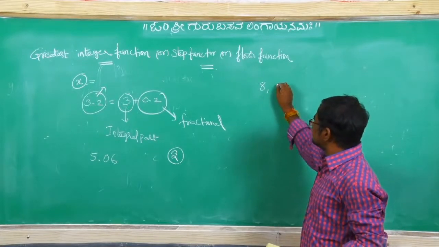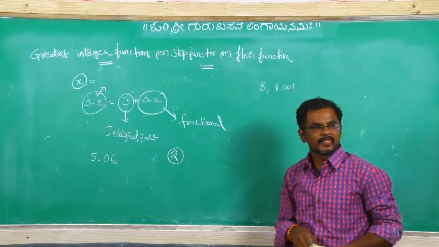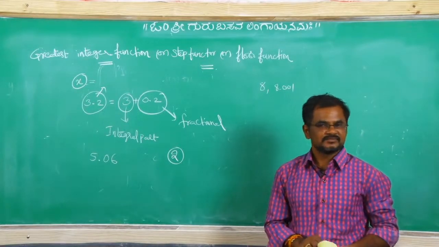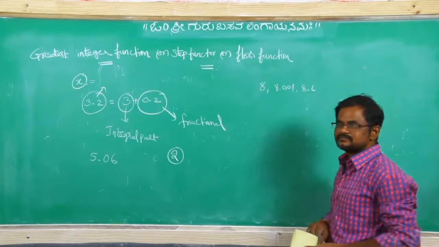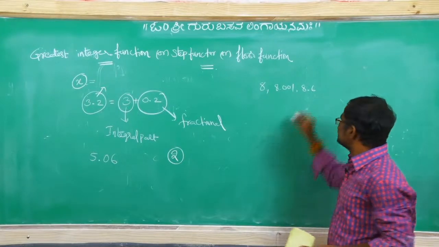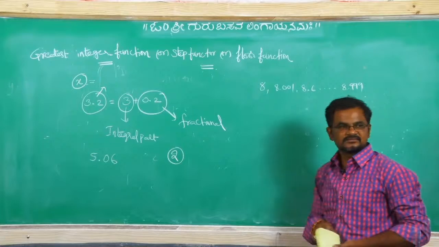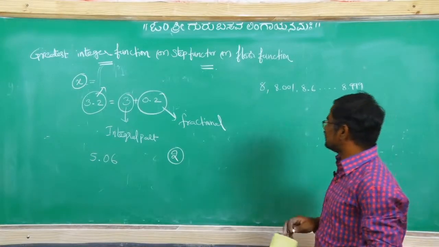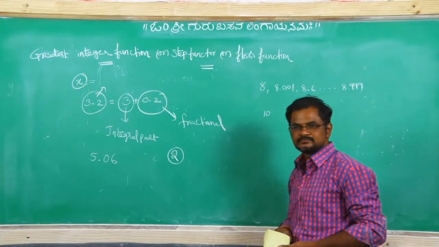Right. Okay, one point is there, like this. It is one real number. In that, the integral part is 8. 8.6, integral part 8 only, no? Etc. 8.999, like that is there. Integral part 8 only, no? Okay, one more example. For which real number is the integral part 10?